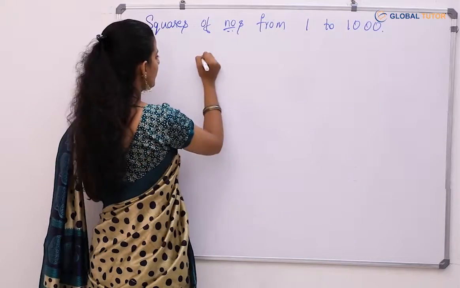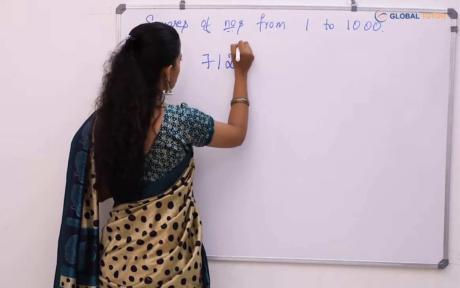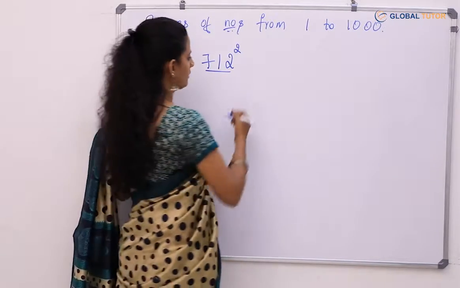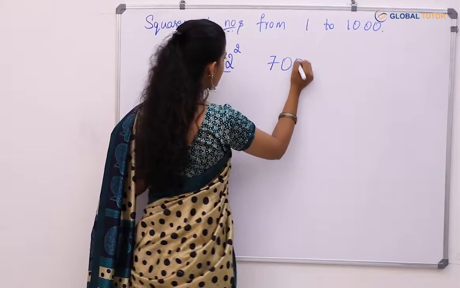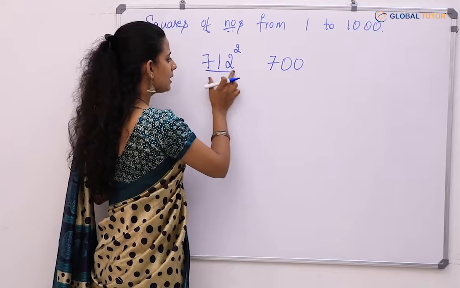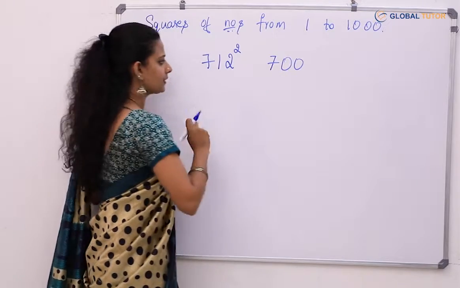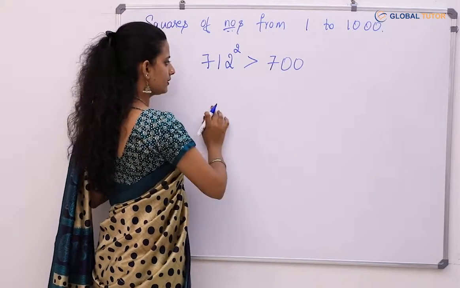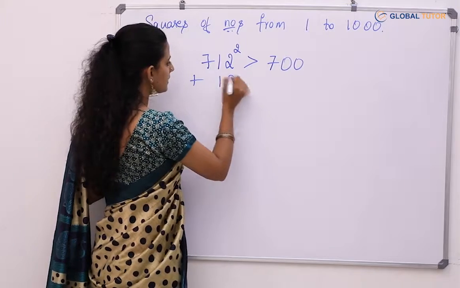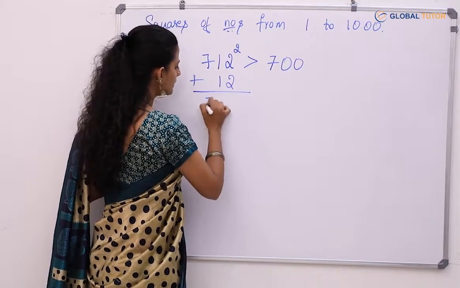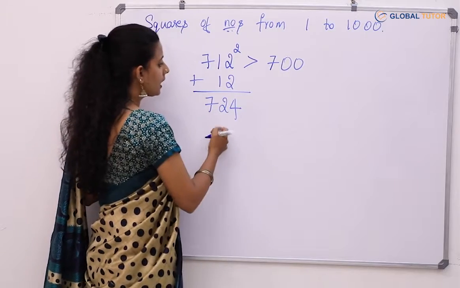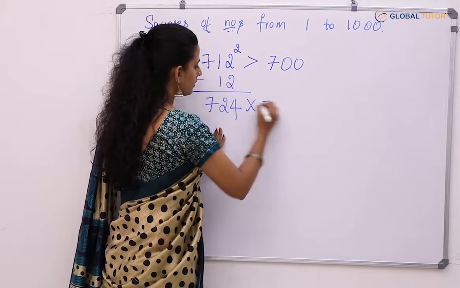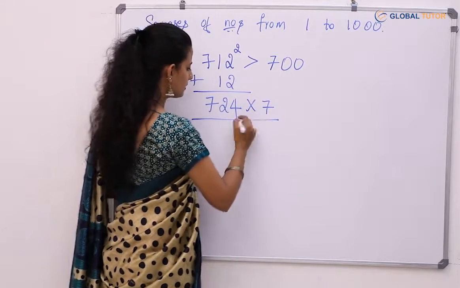So 712 square will be 5,06,944. So let us take 712 square. Now this number is close to which hundred? 700. So you write here 700 and now find out the difference between 712 and 700, which is 12. Because 712 is greater than 700, you add 12 to 712. So this becomes 724. Now because this is 700, you multiply this number with 7.